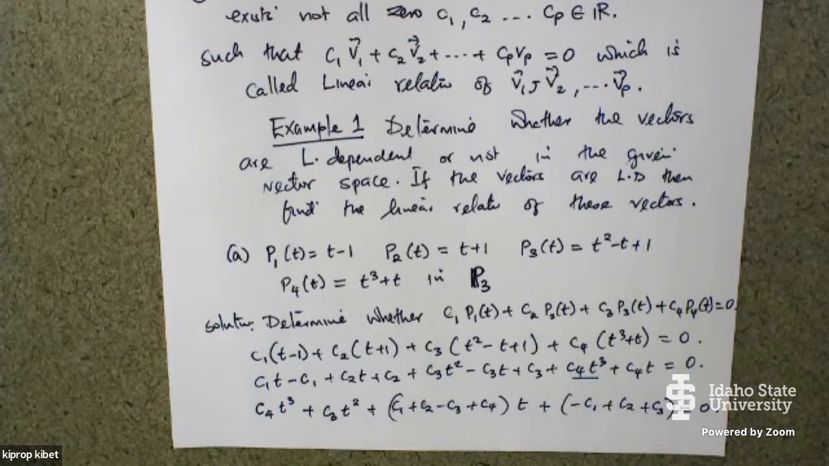So therefore, these are the coefficients. So then C1 equals to 0, C2 equals to 0, this one equals to 0, and that equals to 0. So we want to see whether this is giving us trivial solutions only or non-trivial solutions.